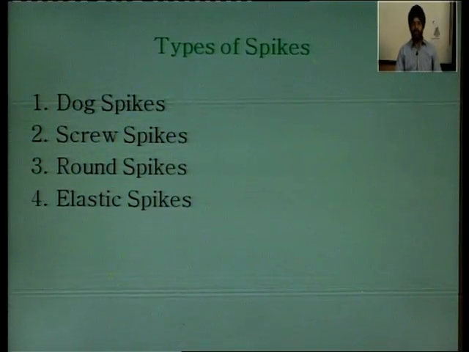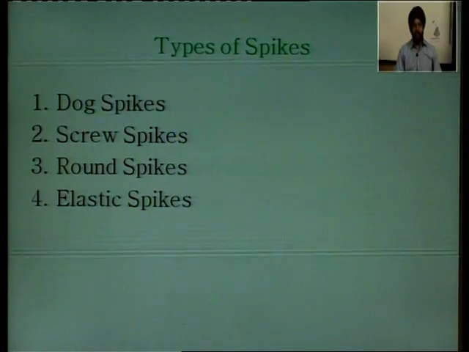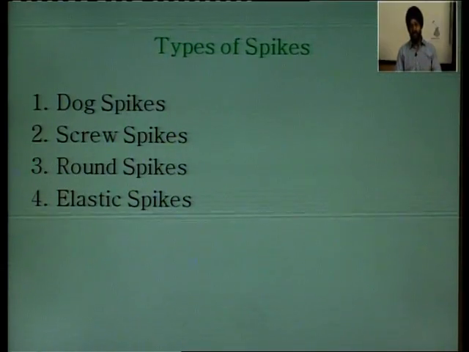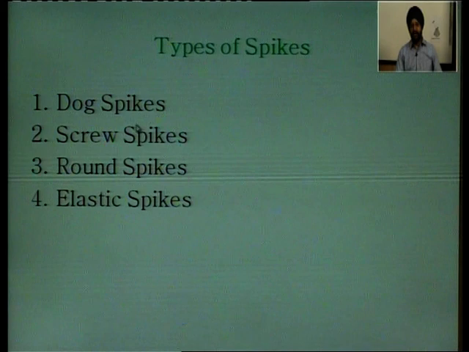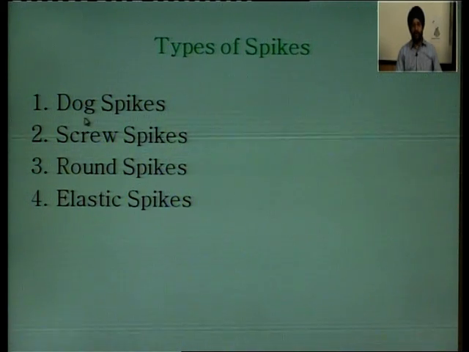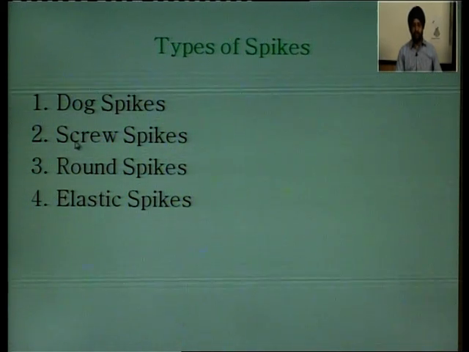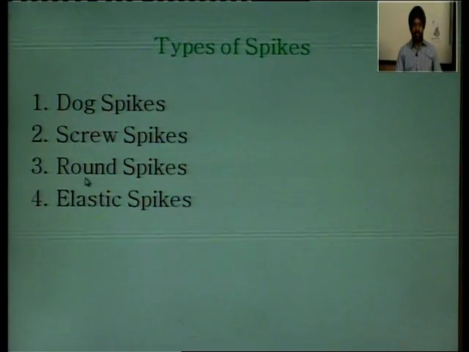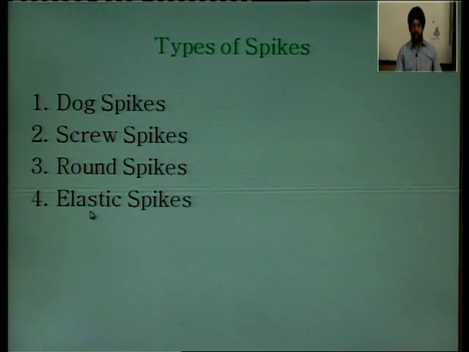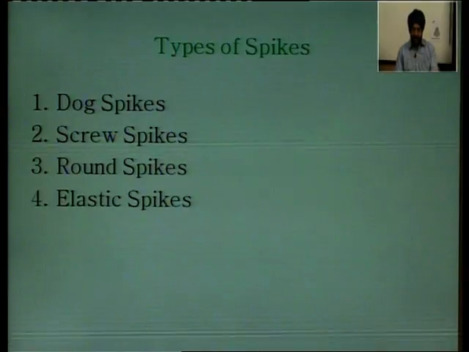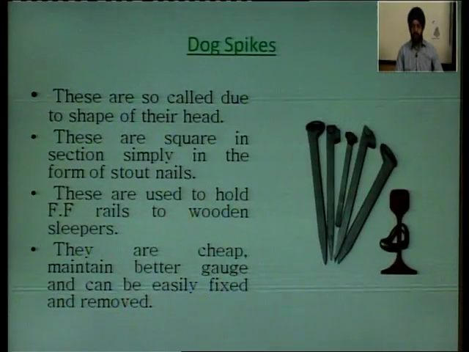The dog spikes, a very strange name, but when we see the shape of it, you will get a clear idea why these spikes are called dog spikes. Then screw spikes, round spikes, and the elastic spikes. We have 4 different types of spikes. Coming to the first part, now these are the dog spikes.